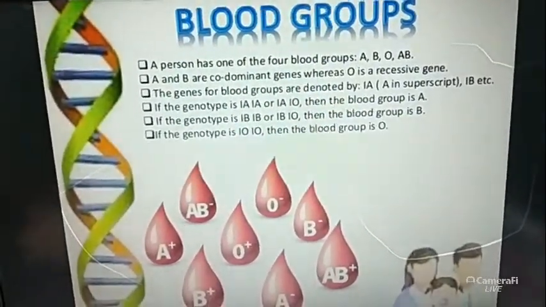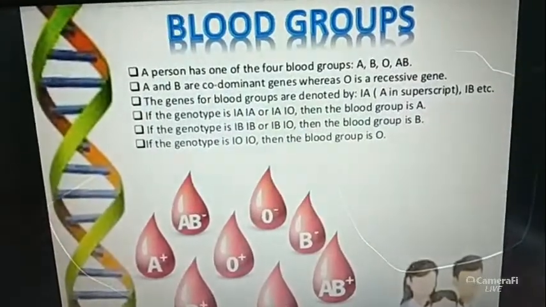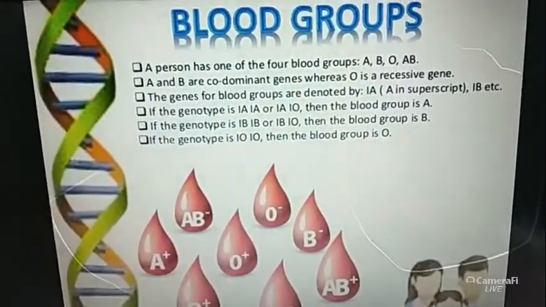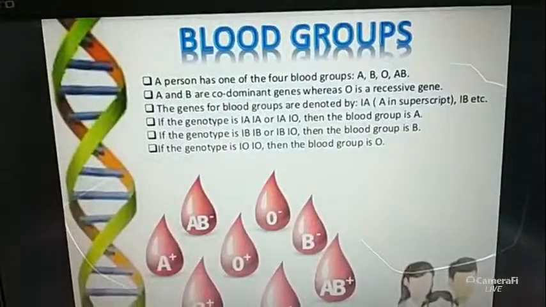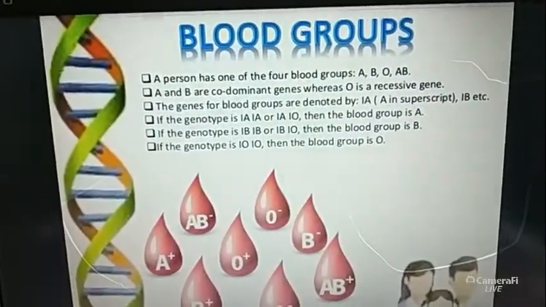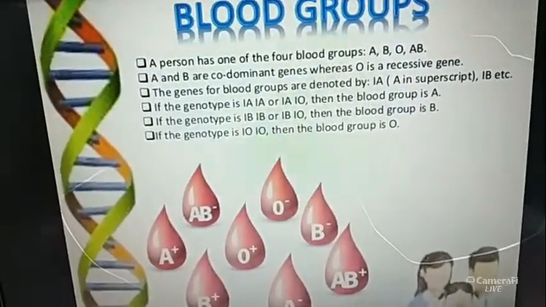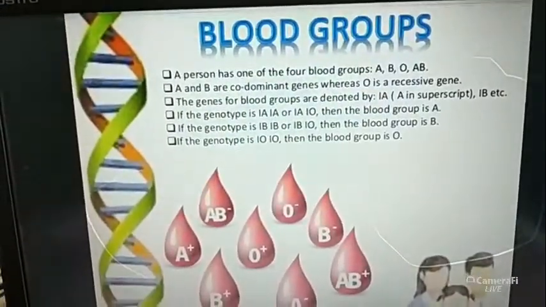Phenotypic means the outer characters which we can see from the outside, and the other one is the genotypic character. Genotype means the gene characteristics. This is the basic difference between phenotype and genotype.